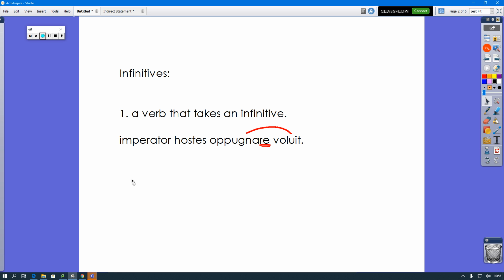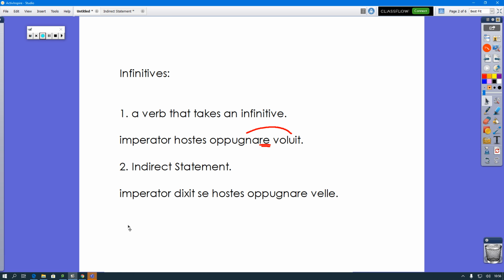The second reason is going to be indirect statement. And you can see straight away that there are some major differences here. The general said that he wanted to attack the enemy. In fact, I have two infinitives here. I still have to attack, which is based on want, but want also has turned into the infinitive. Let's look at how that works in more detail.